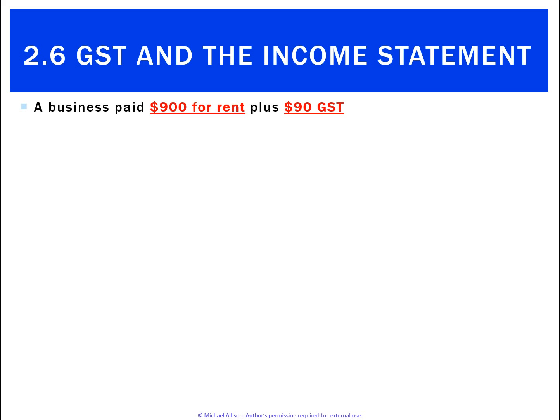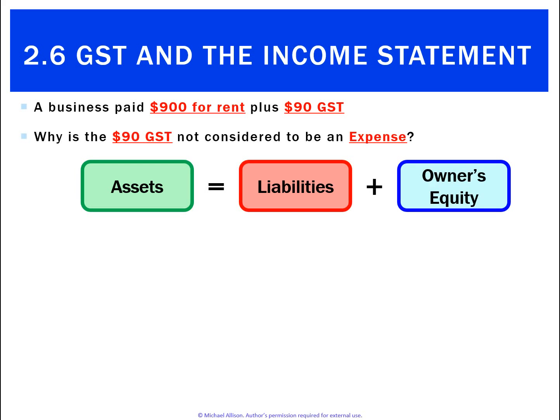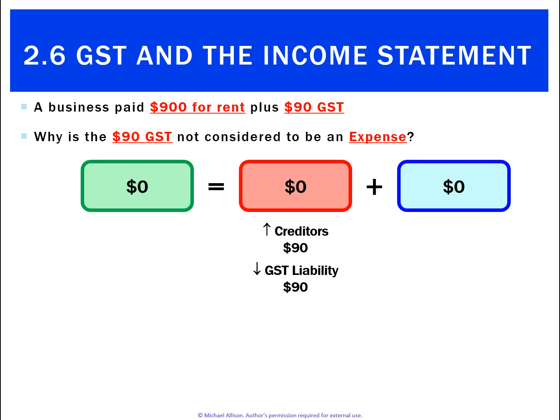Finally, let's assume we had $900 rent plus GST and it's been put on credit. So in this case, I've got creditors going up $90 and GST liability going down $90. So the impact here is none on assets, none on liabilities by the time you factor in the increase and the decrease of $90, and nothing on owner's equity.